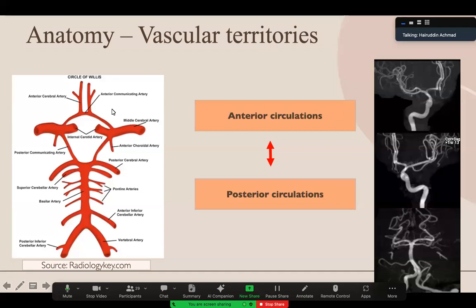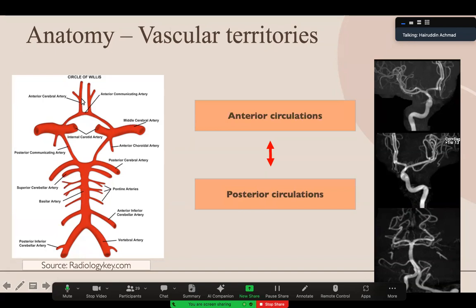Okay. So first, the division between anterior and posterior circulation is this demarcation here. Anything that's beyond this line is the anterior circulation. So you've got the internal carotid arteries bilaterally, which subsequently divide into the middle cerebral artery, which is our main concern on ASPECTS scoring for today. And then we have the anterior cerebral artery.